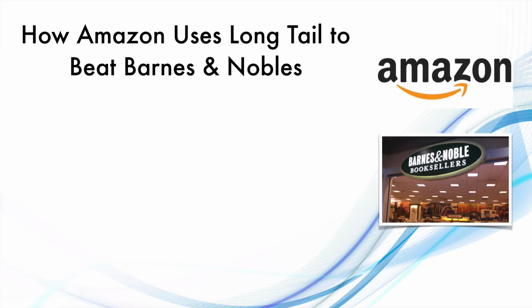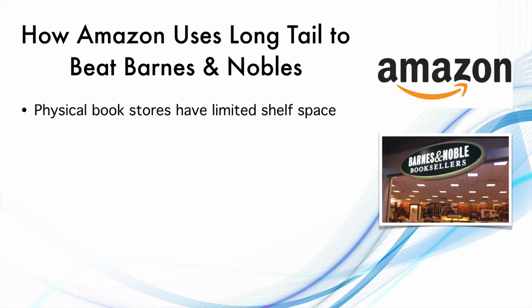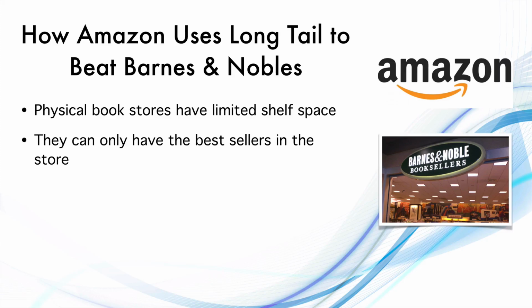So getting back to the presentation, I want to talk a little bit more about the entire concept of long tail. Here I will show you an example of how Amazon used long tail to beat Barnes and Noble. Barnes and Noble is a physical store bookseller and Amazon is an online bookseller. Physical bookstores have limited shelf space and they can only have bestsellers in the store, because if they stack books which are not very popular in the limited shelf space, it's an opportunity cost for them. They can only store limited books in a store.